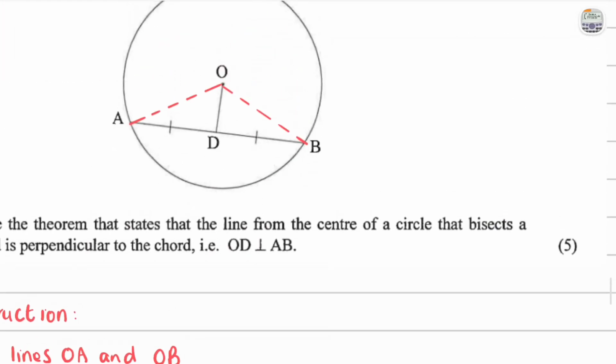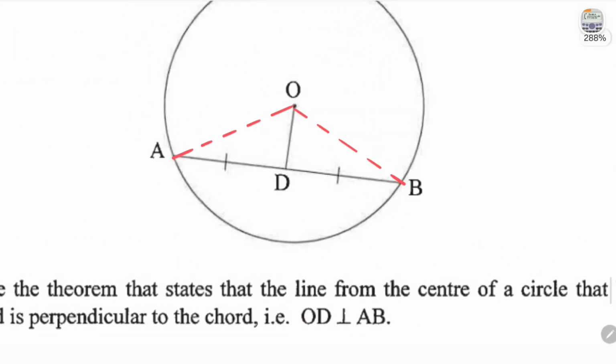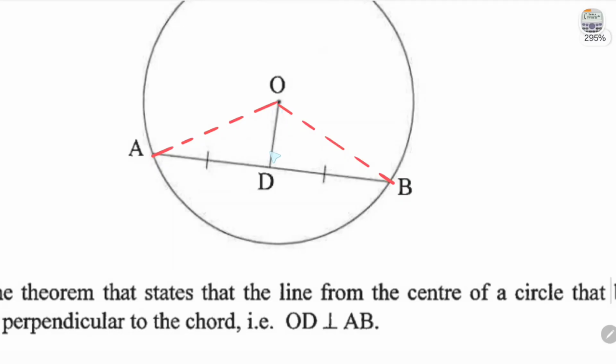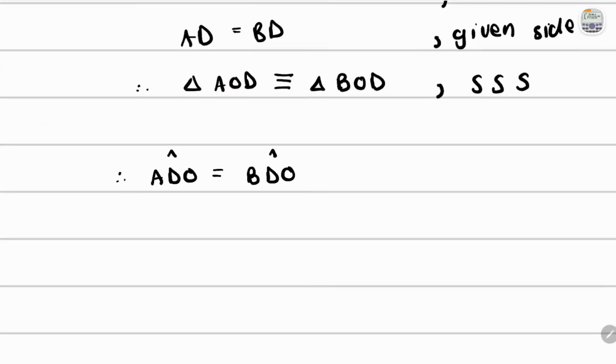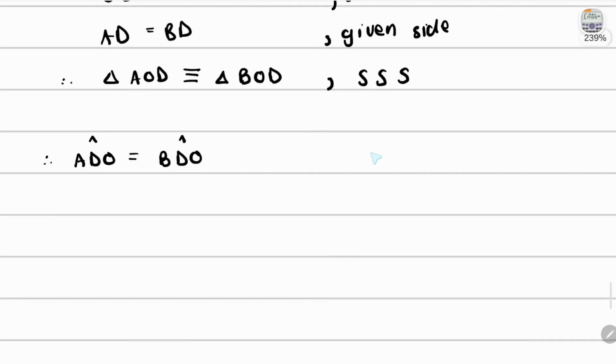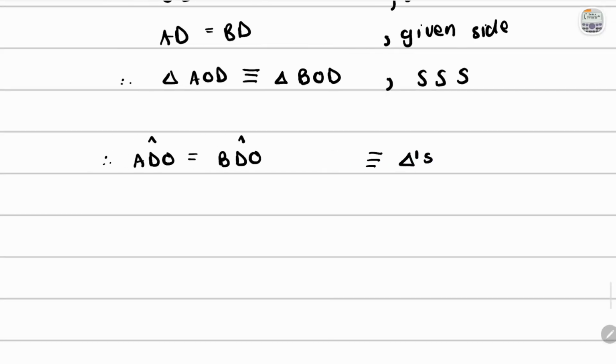Now, what that concludes is, because these two triangles are congruent, this angle is equal to this angle. So let's just put it like that, but we'll call it ODA or ADO, that's fine, and BDO. So we're saying that those two are equal. So angle ADO equals angle BDO, and the reason for that is because we had congruent triangles that we proved.